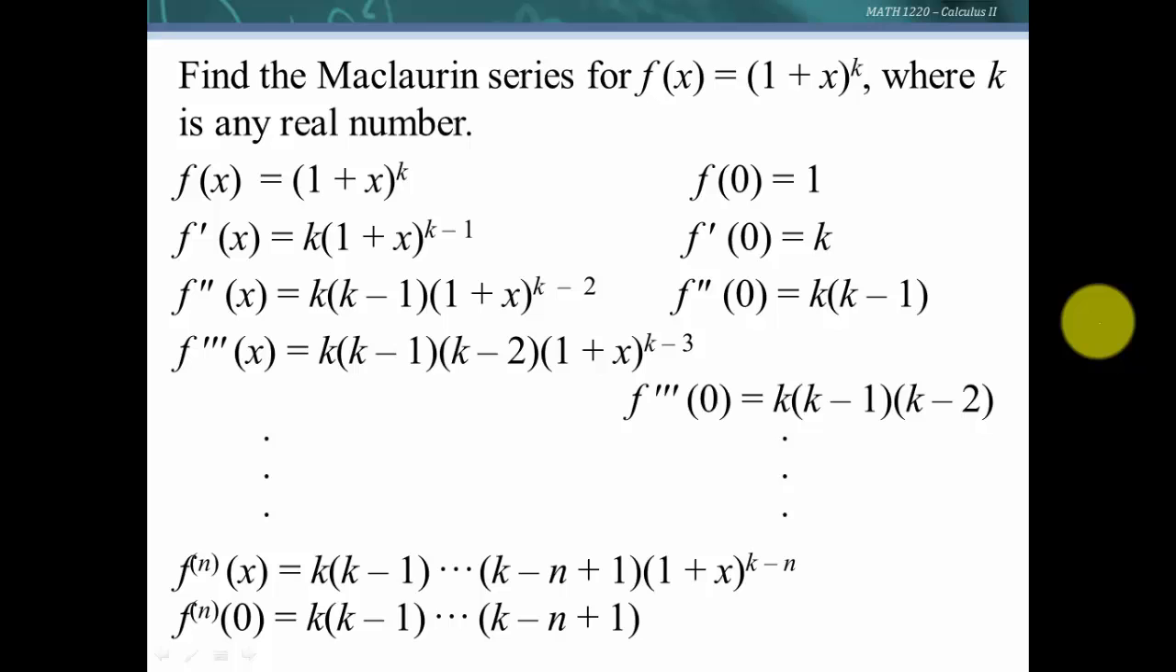So the nth derivative would be moving these powers of k out in front, and we would get up to the nth time, which would give us k minus n plus 1, and then here is our (1 plus x) to the k minus n. And then if we evaluated that at 0, we would get this.